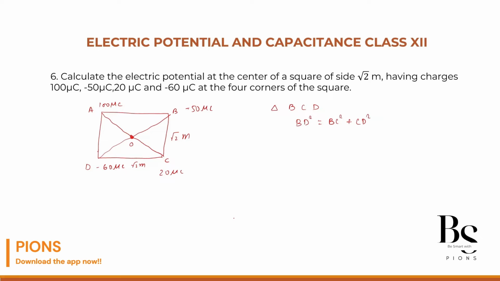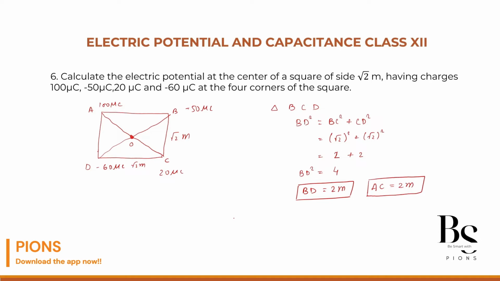Using Pythagoras theorem, BD square is equal to BC square plus CD square. Now BC is root 2, so root 2 square, and CD is also root 2, so root 2 square. Root 2 square gives 2 and here also 2, so this will give you 4. Now BD square is 4, so BD will be 2 meters. Now if BD is 2 meter, it is a square, so for a square the diagonals must be equal. AC will also be 2 meter.